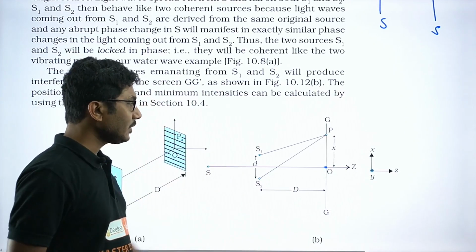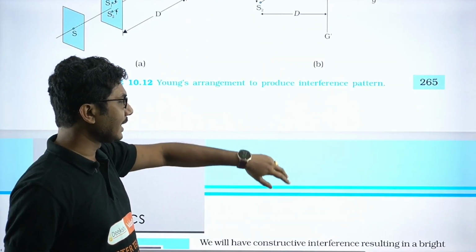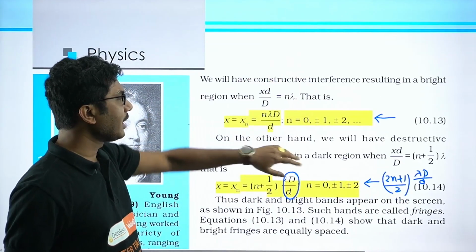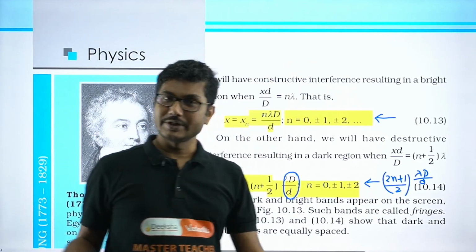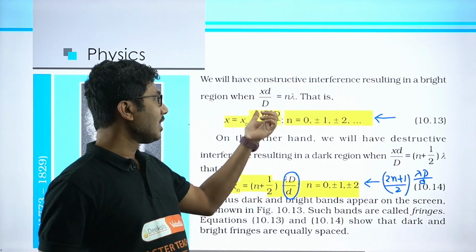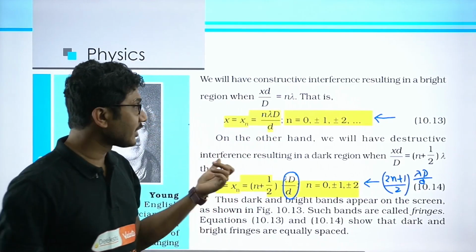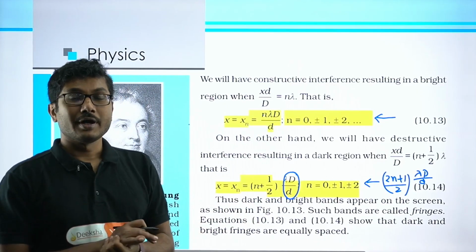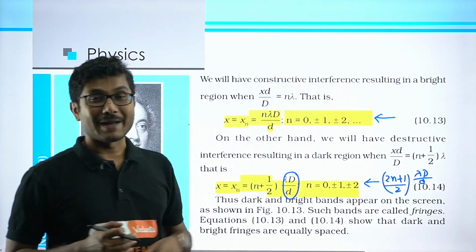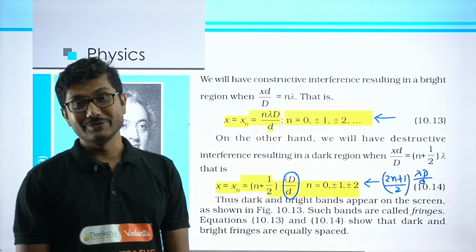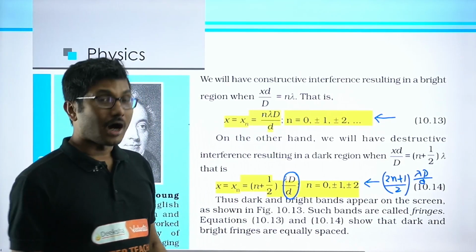Now there is a thing that I have observed, that students often forget which d is in the numerator and which d is in the division, and students often write the opposite thing, lambda small d divided by capital D, which is a complete mess. So how to remember that?